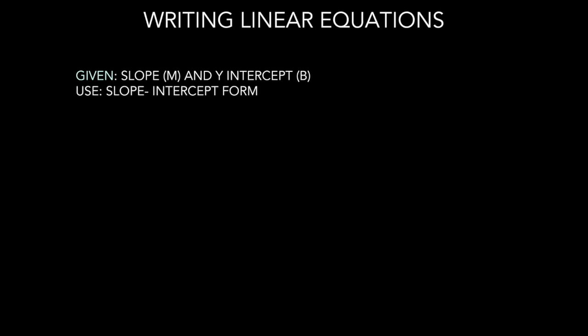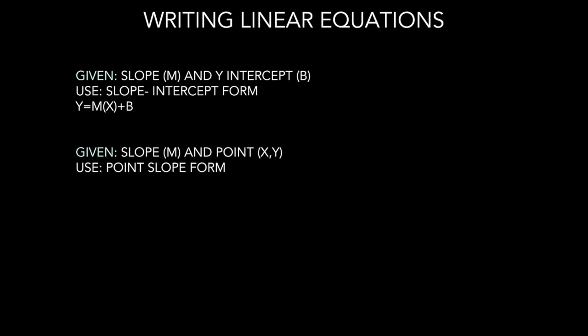When given a slope represented by m and a y-intercept represented by b, use slope-intercept form, or y equals mx plus b, to write the linear equation. When given a slope represented by m and a point represented by the coordinates x and y, use point-slope form, or y minus y sub 1 equals m times the quantity x minus x sub 1, to write the linear equation.